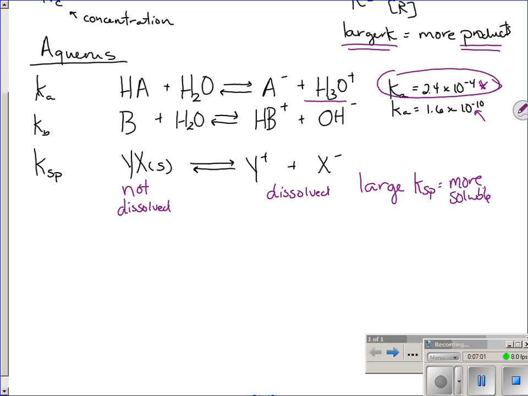So just a little follow-up there, on how we can use equilibrium constants to make some general comparisons regarding equilibrium conditions.